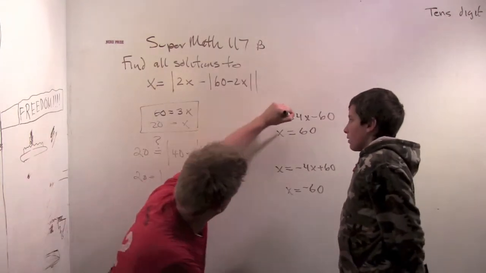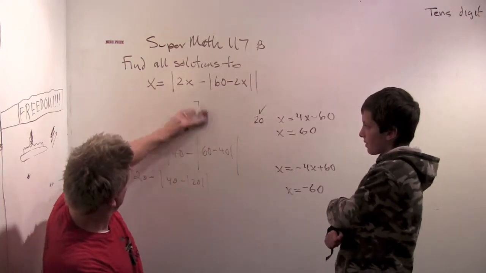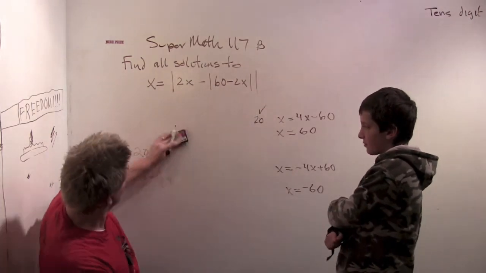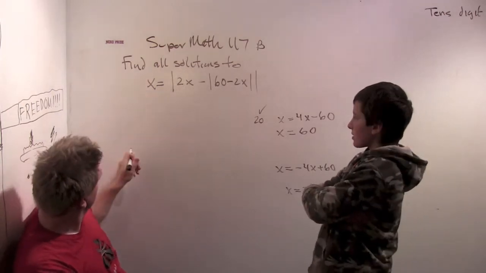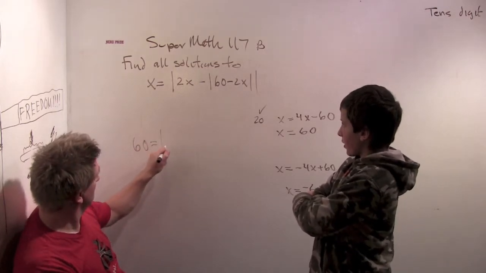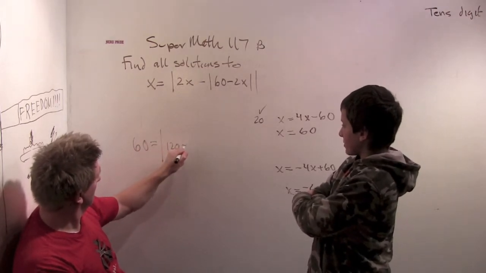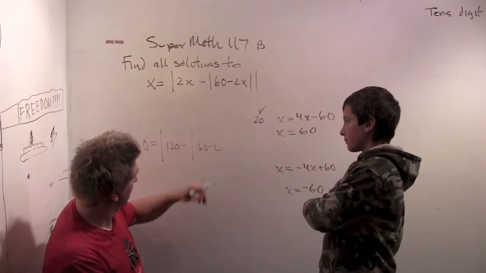So 20, that works. Now 60. All right, how do we solve that equation? X equals 60. Very good. So we have, what do we have here? 60 equals the absolute value of 120 minus the absolute value of 60 minus 120. Oops, minus 120.